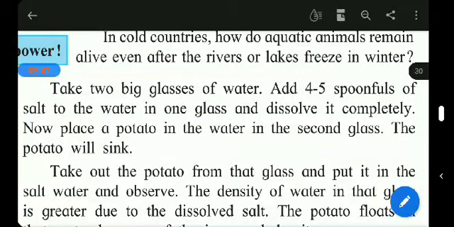Okay. For this, what we have to do is take 2 big glasses of water, and after that, add 4 to 5 spoons of salt to the water in 1 glass. Just mark these 2 glasses A and B. Now we will place the salt into glass A and dissolve it completely with the spoon. Now place a potato in the water in the second glass, glass B, and the potato will sink.